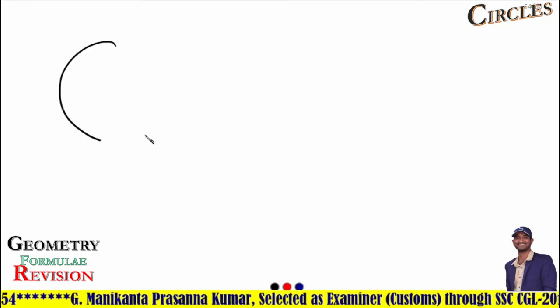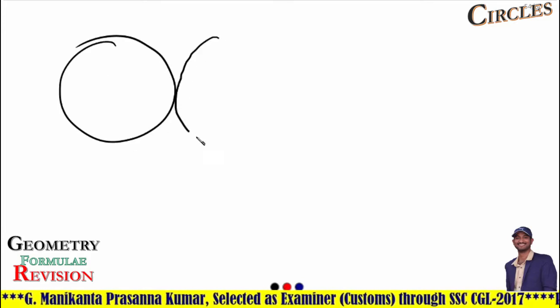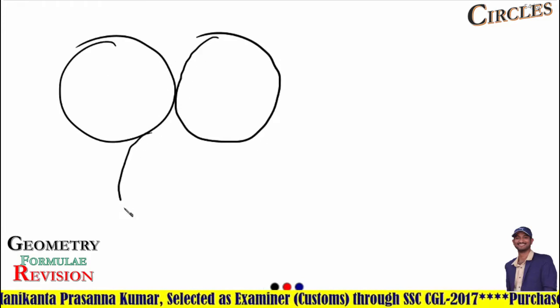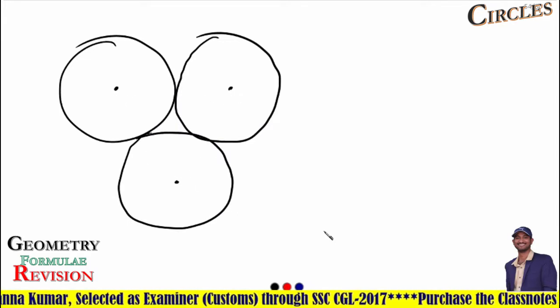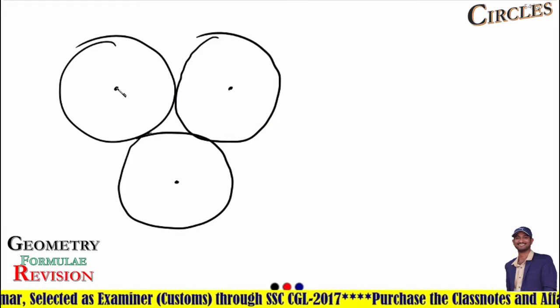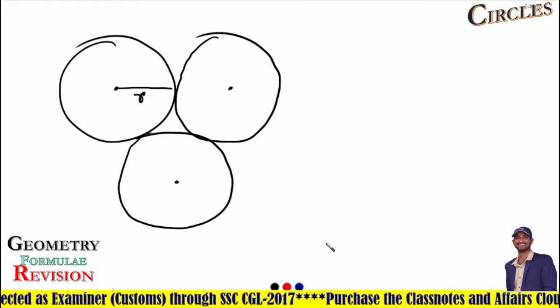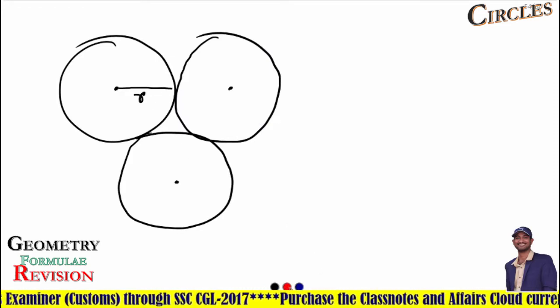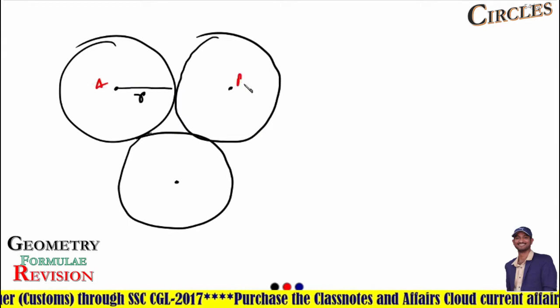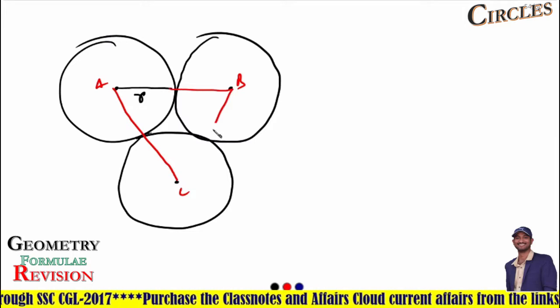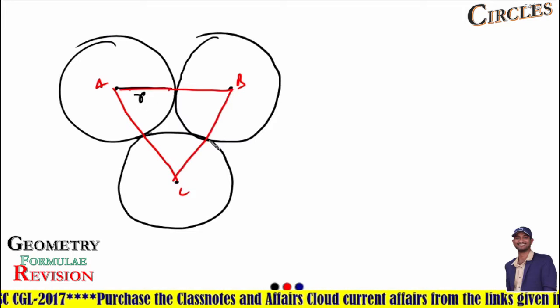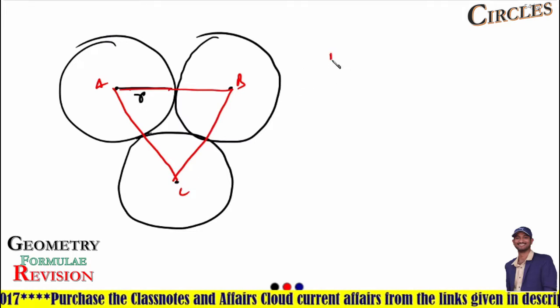When we have three equal circles that touch each other externally like this, and all are equal circles, suppose the radius of each circle is r. Then, if it is ABC, first, ABC is of course an equilateral triangle.